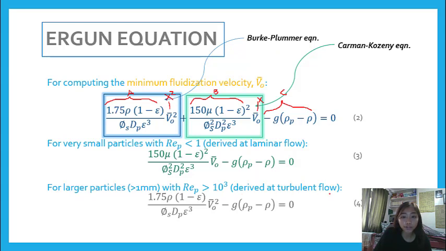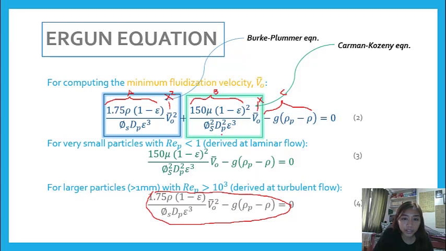A turbulent flow is applied. So when we have a problem with large particles and turbulent flow, we can get the minimum fluidization velocity from this Burke-Plummer equation. Okay?